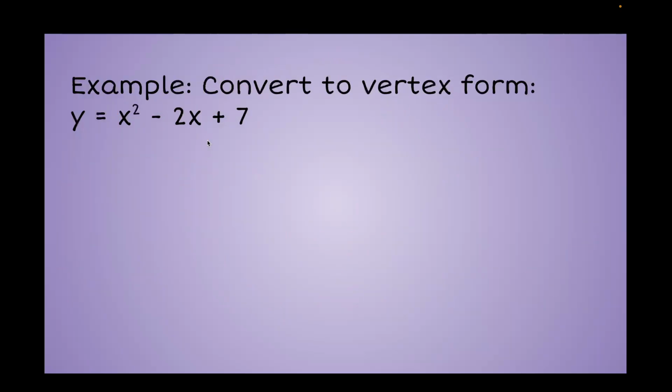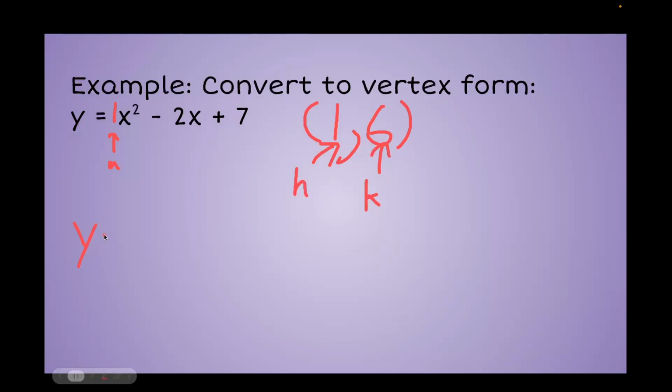Next one, convert to vertex form. Oh, this is the same problem. We already found the vertex, which is like the first step. Second step, you just point out what your A is. This is your A, this is your H, this is your K. And the formula looked like this.